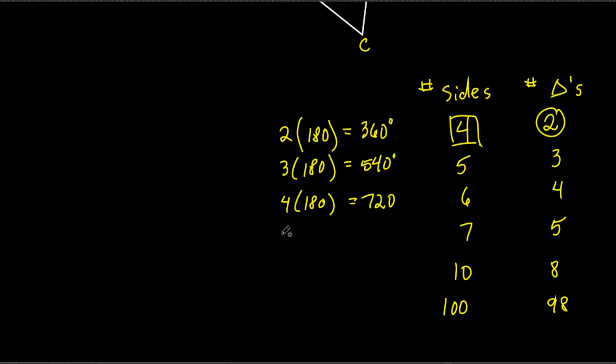Okay, if I had 5 times 180, that's 900. I should put the little degree symbol there, shouldn't I? Okay, let's jump up a little bit. Remember, we jumped a little bit.